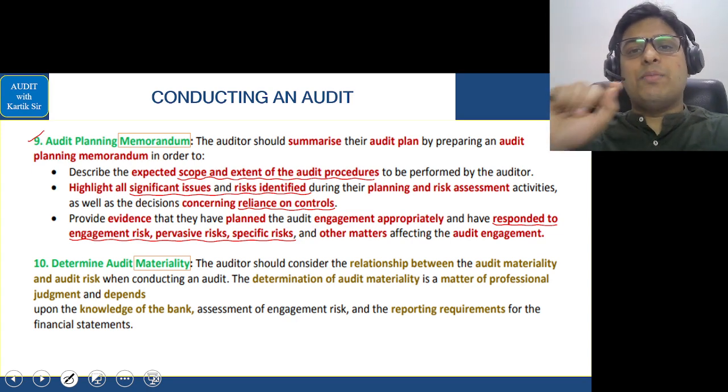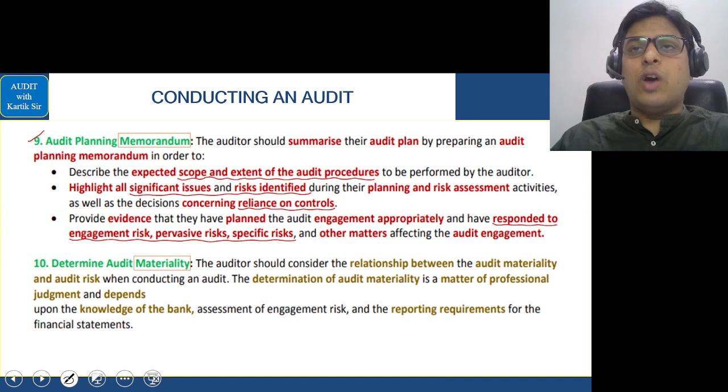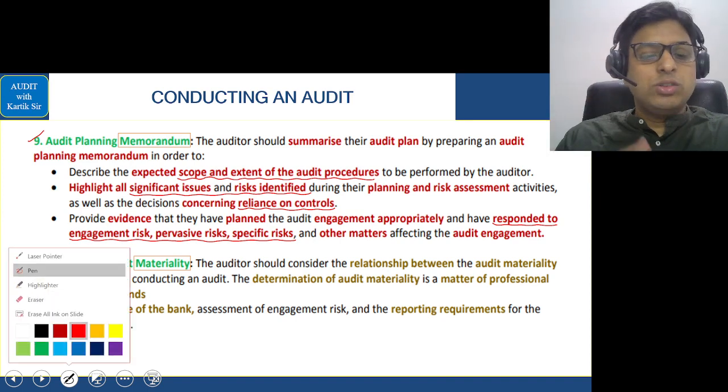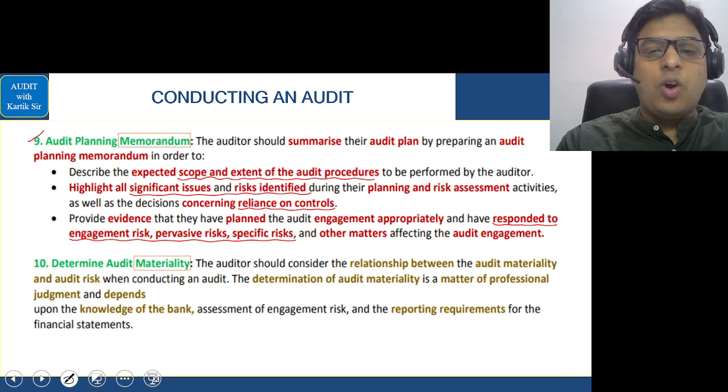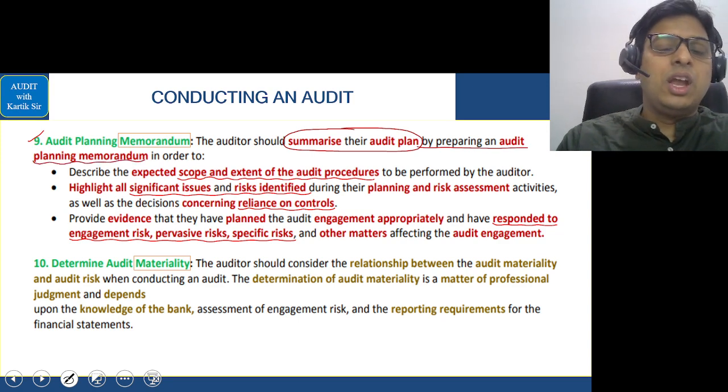Sometimes when you keep on planning, your plan will become so extensive that now you need a summarization of the plan. This summarization of the plan is called the audit planning memorandum. C. The auditor should summarize their audit plan by preparing an audit planning memorandum. Now, in this, what will they cover?